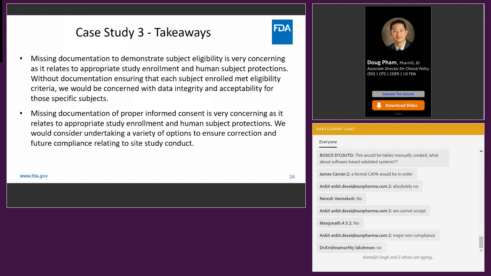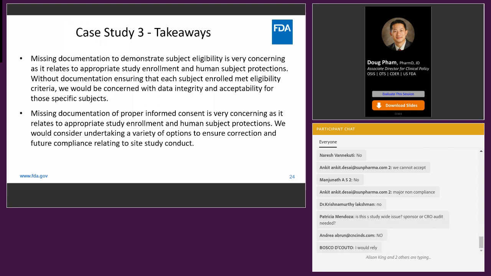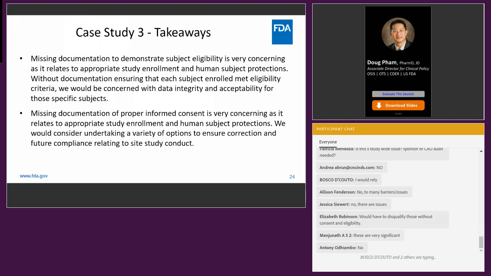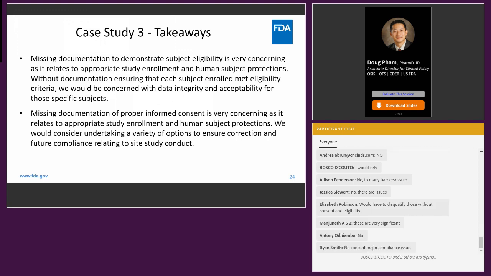Okay. After talking through some of the issues, here are a few takeaways in this case study number 3. First, missing documentation to show subject eligibility is really concerning because how do we know whether a subject should have been enrolled in the first place?